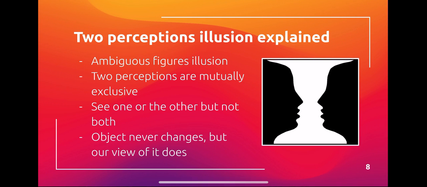And then lastly, we're going to talk about the two perceptions illusion. So this is called an ambiguous figures illusion, and the two perceptions are mutually exclusive, which means you see one or the other but not both. And the object never changes, but our view of it does.